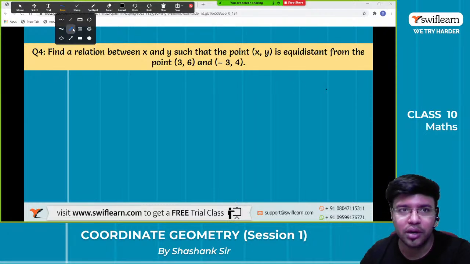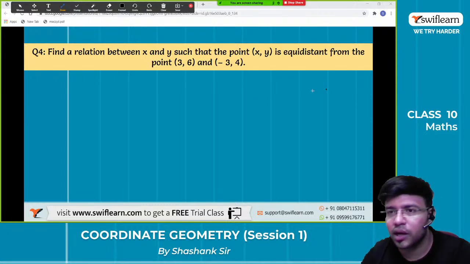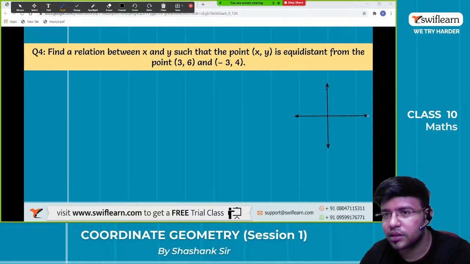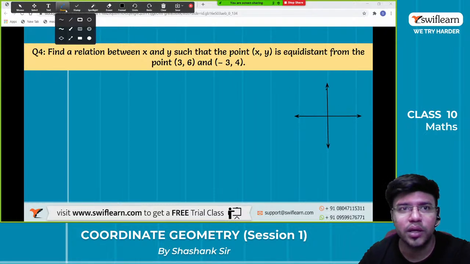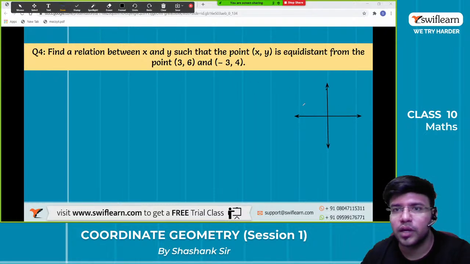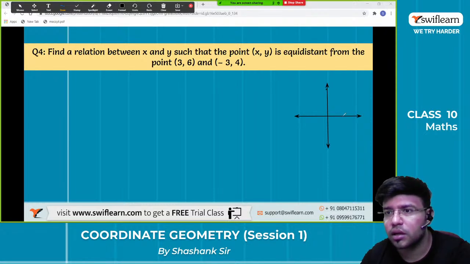Let me draw the x axis and y axis. This is our y axis, this is our x axis. Where is the point (3, 6)? 3 and 6, somewhere here. This is the point (3, 6), point A. Point B is (-3, 4). X is minus 3, y is plus 4.